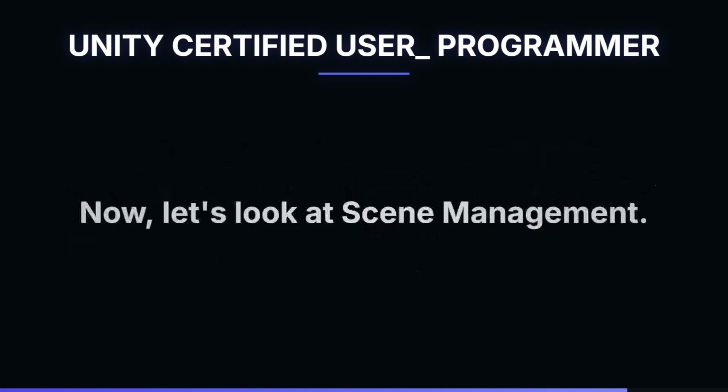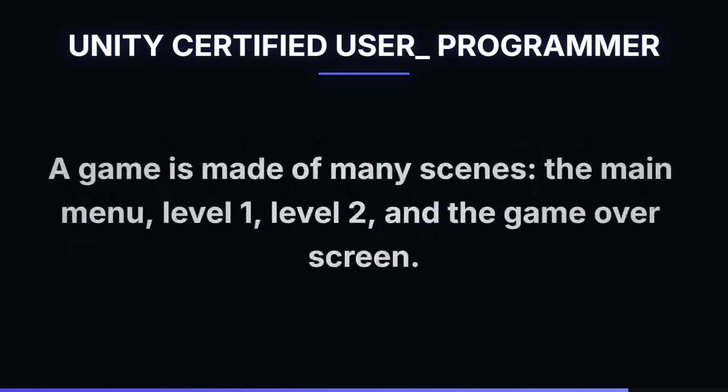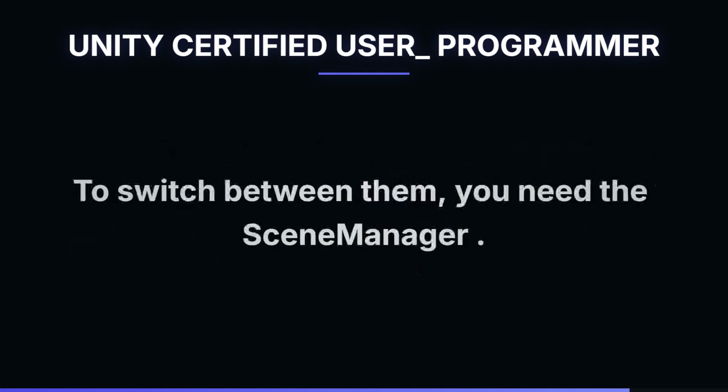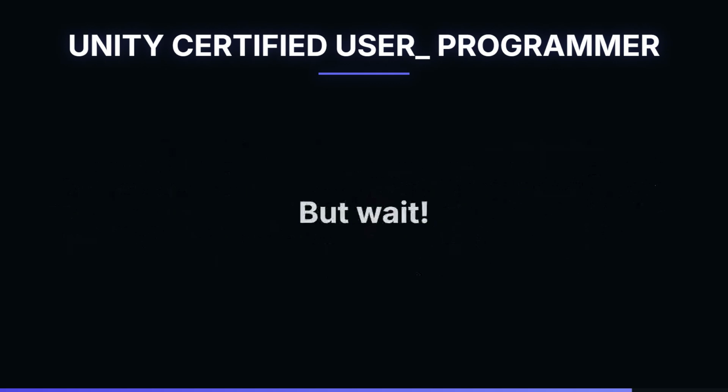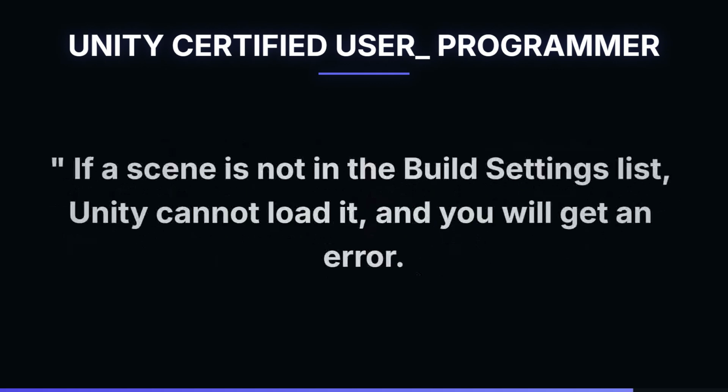Now, let's look at scene management. A game is made of many scenes: the main menu, level 1, level 2, and the game over screen. To switch between them, you need the scene manager. Load scene, level 1. But wait. If a scene is not in the build settings list, Unity cannot load it, and you will get an error.